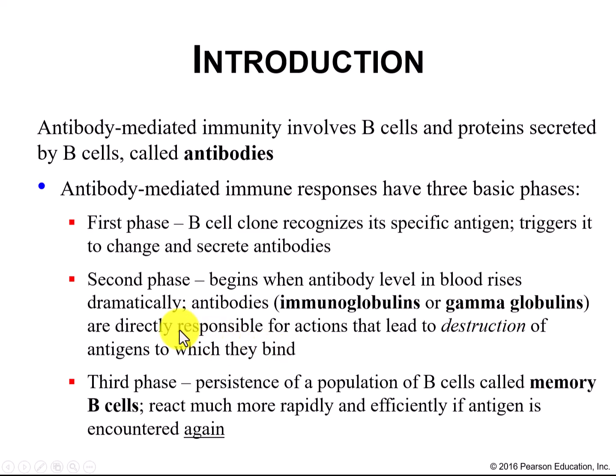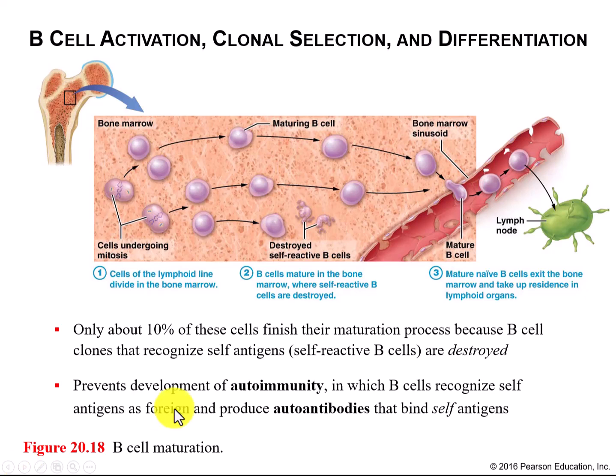These immunoglobulins have several mechanisms that they will use to lead to the destruction of the pathogen that the antigen was derived from. And then our third phase here is that, just like with our T cells, we develop memory, so that the next time that antigen is encountered, it will be a much quicker, swifter, stronger reaction to the pathogen.